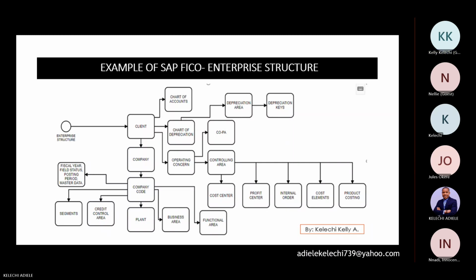Then, as part of your company code, you have what we call configuration objects: fiscal year, field status, master data. All these you will find in the company code structure. So if I want to configure the system, the first thing I'll need to know is the company code.